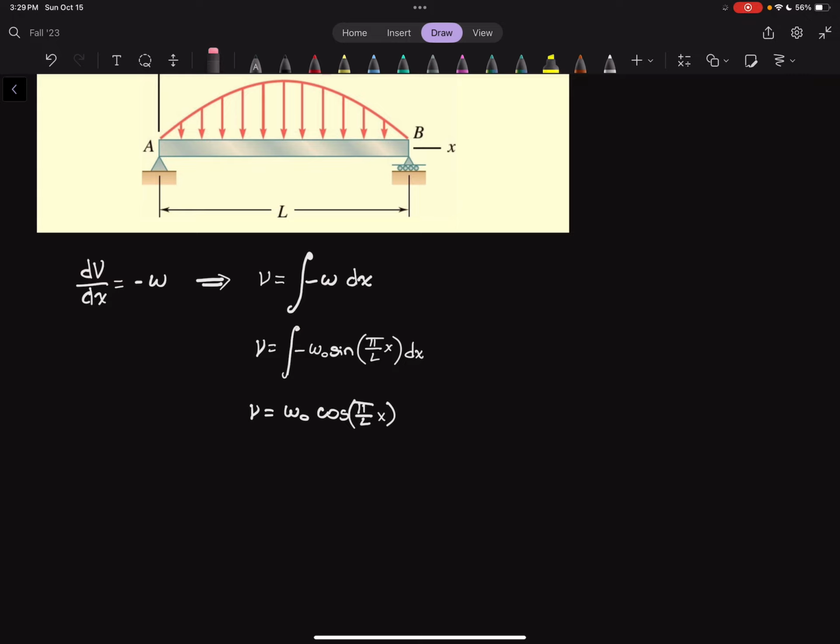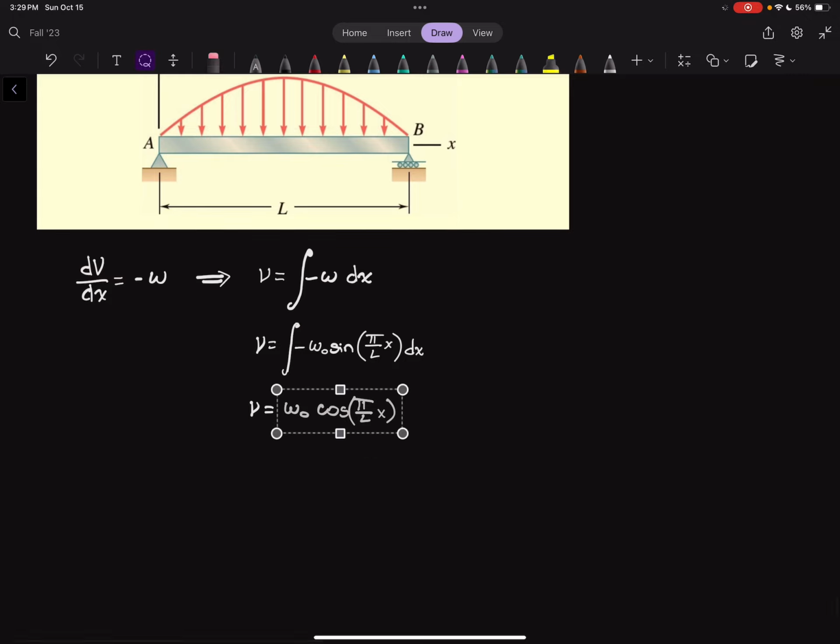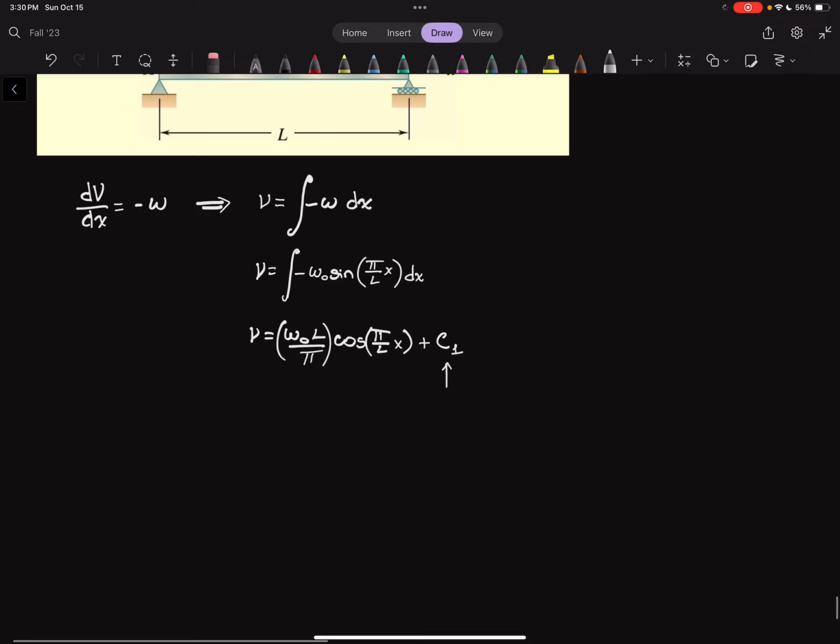We're also going to need something in front of this, like L over pi, and then we're going to have plus a C1. Okay. So this is my function, almost done, I just don't know this, for the shear.